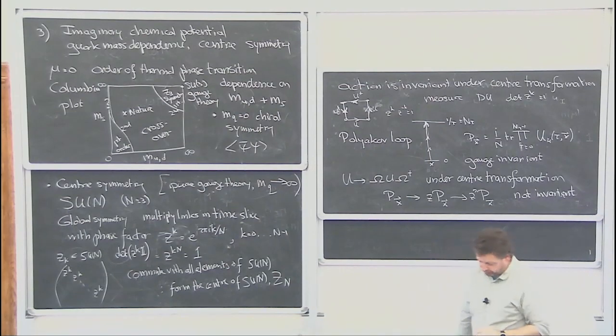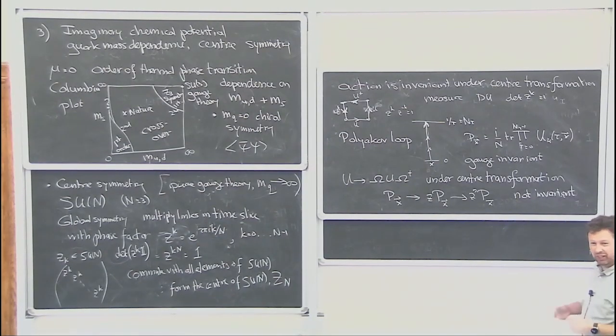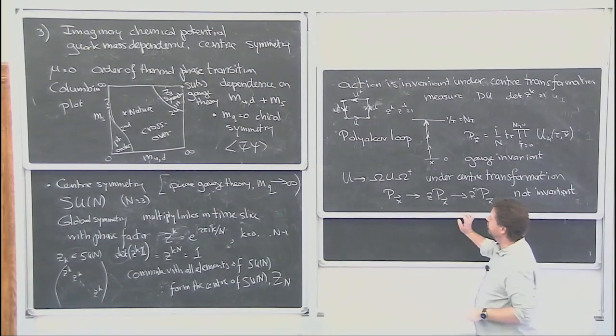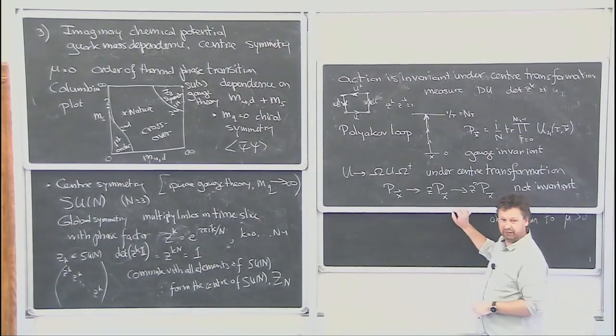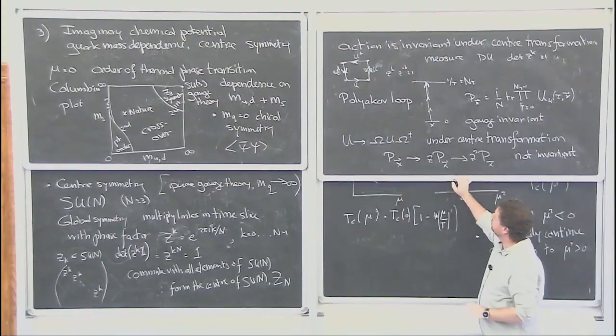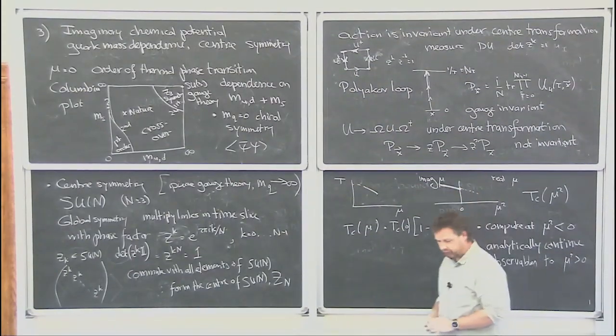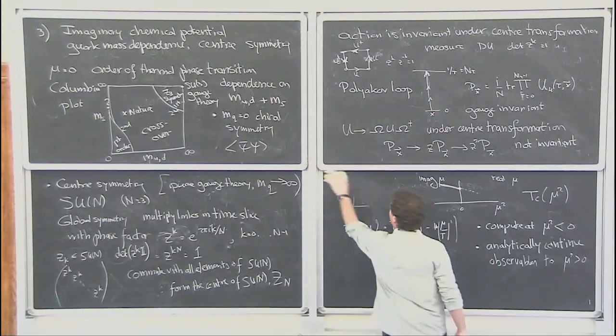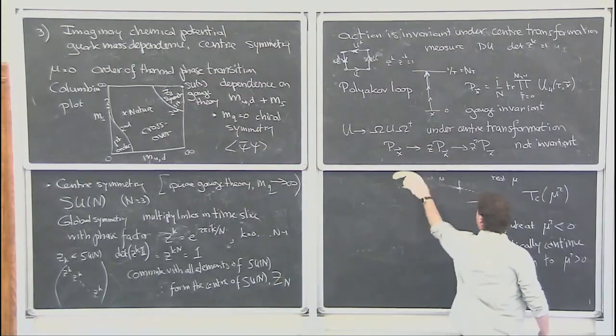And that tells you, by the way, that it's not a gauge. The center transformation is not the same as a gauge transformation, because the Polyakov loop is invariant under a gauge transformation. Now, what is this? Why is this useful? Why are we interested in this?